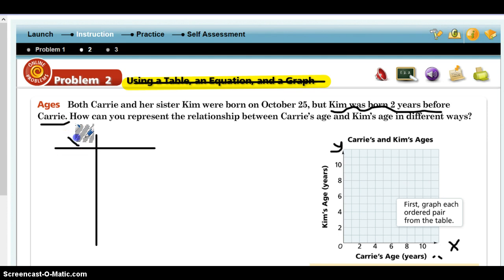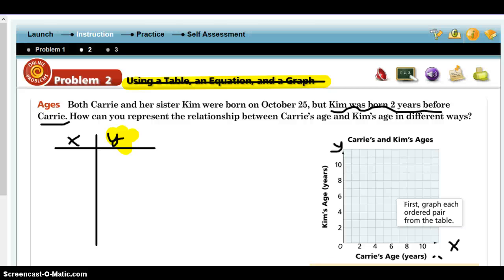So here's my x. Here's my y. And kind of that. So that's my y. And so let's kind of figure that through. Both Carrie and her sister Kim were born on October 25th. Kim was born 2 years before Carrie. So who is older? Kim is older.